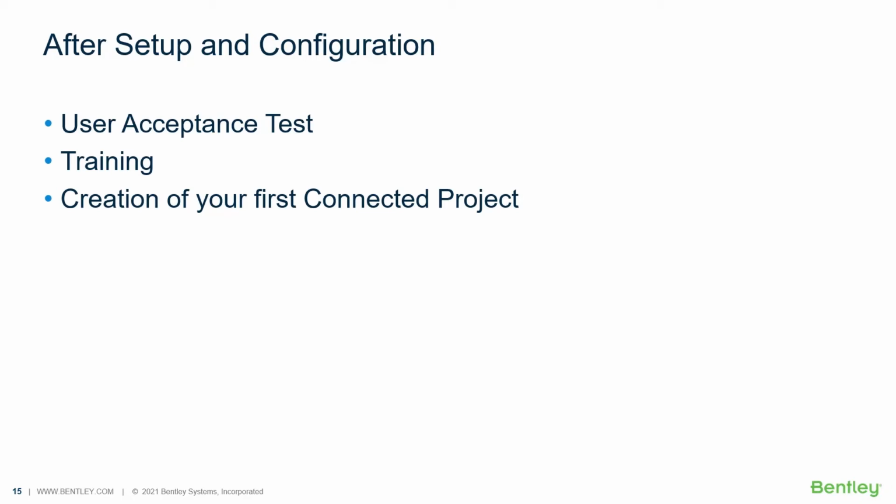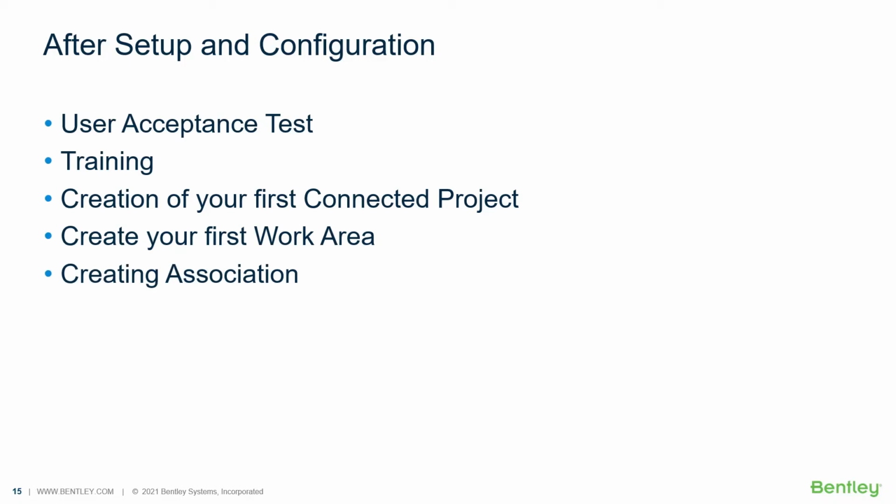And to do that, you're going to have to do a couple of steps. The first one will be to create your first connected project. Then you're going to create your first work area, and you're going to create the association between the two. Once that association has been done, you're going to activate Project Insights. This is a multi-step process that takes around 8 to 12 hours initially. After that, it is smooth sailing, and the system will dynamically update on a scheduled basis.